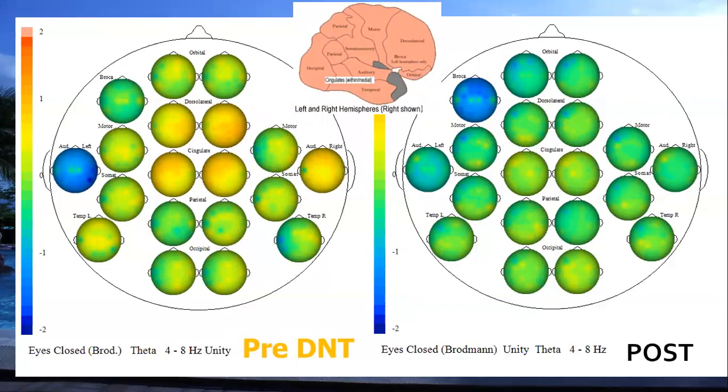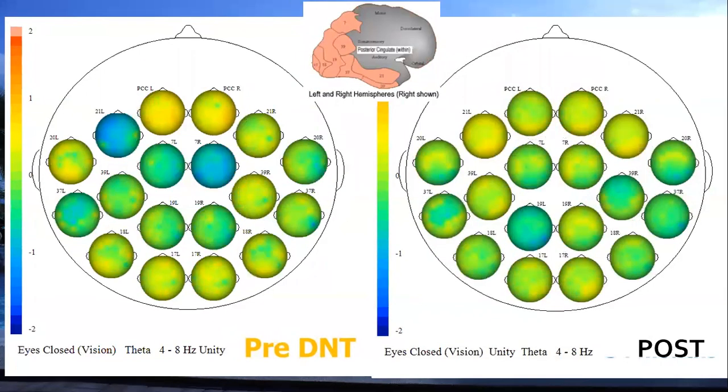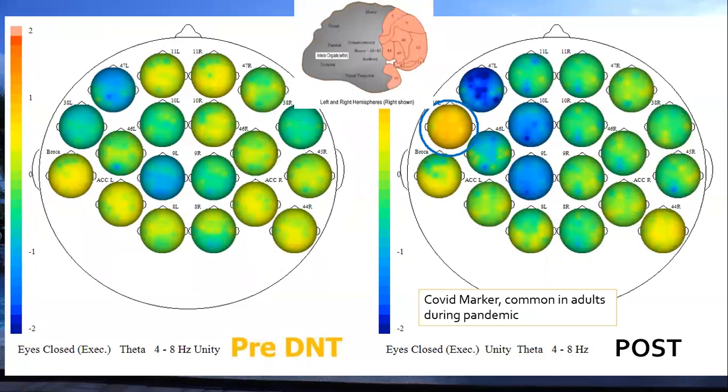And that's just going to waste energy, because you're going to need more energy to get to your goals. So look at that improvement. That's very nice. And we just have to do some more to clear that COVID marker.